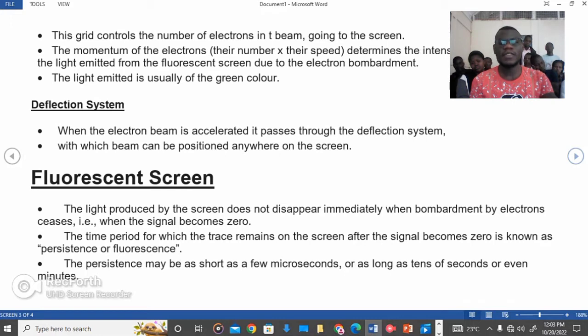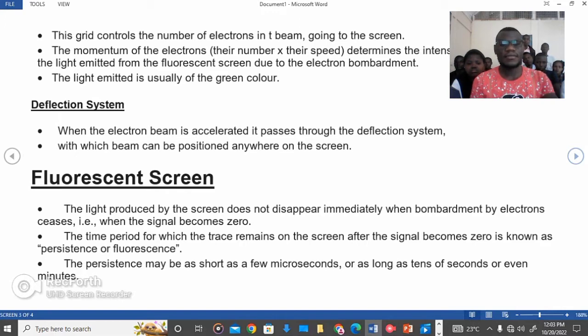The momentum of the electrons, their number times their speed, determines the intensity or brightness of the light emitted from the fluorescent screen due to the electron bombardment. The light emitted is usually of green color.